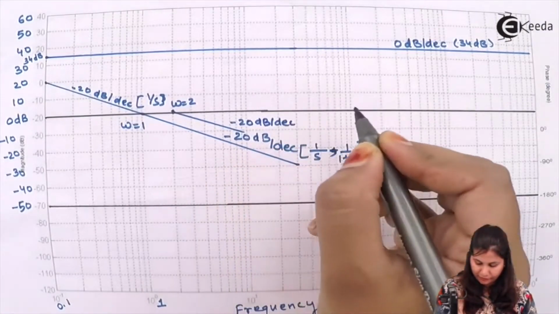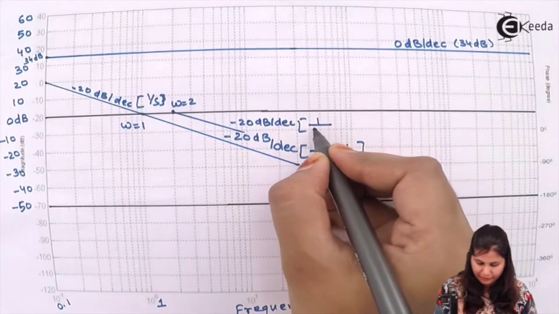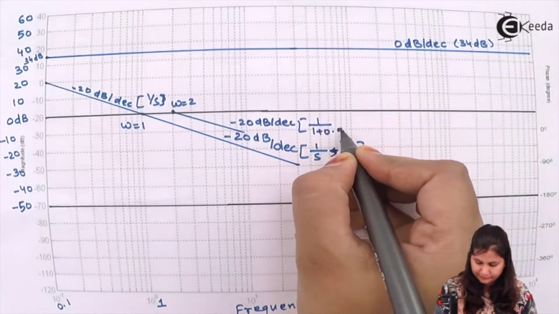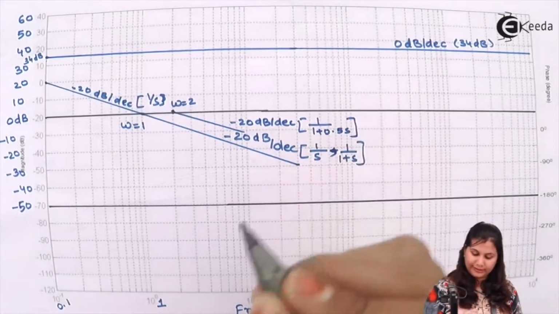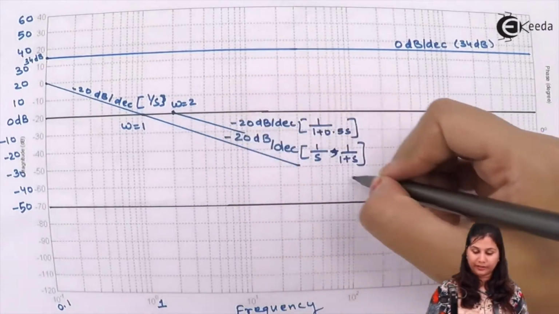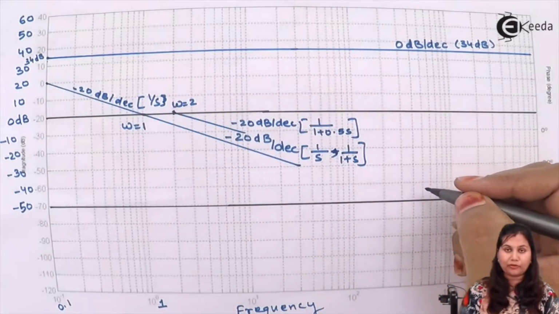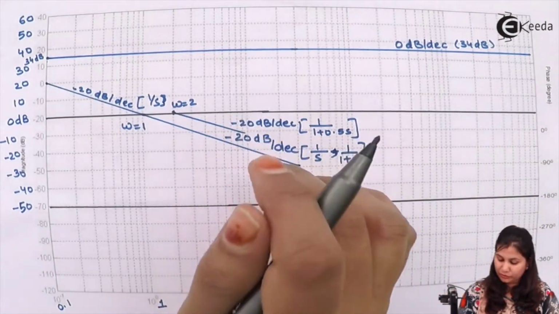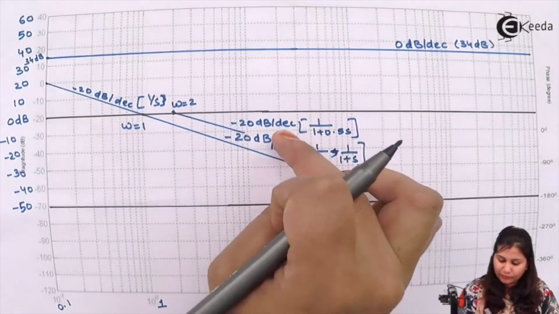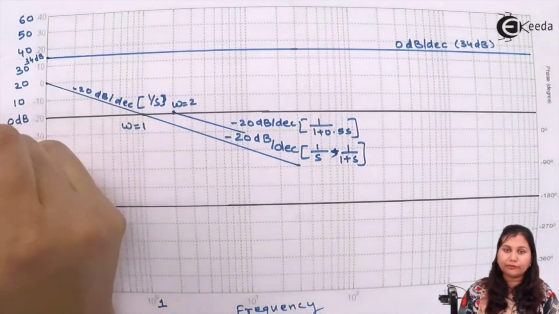Due to the factor 1 upon 1 plus 0.5 s, this line will go here in this way also, but here I am not drawing it because you will get confused. So we have represented all the four factors.